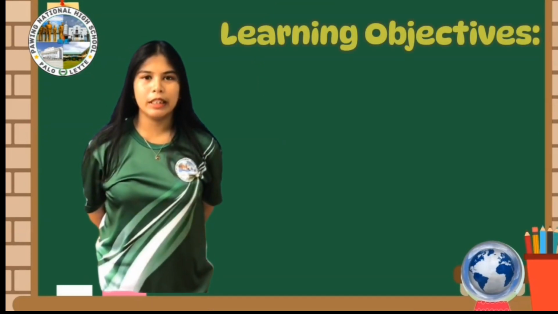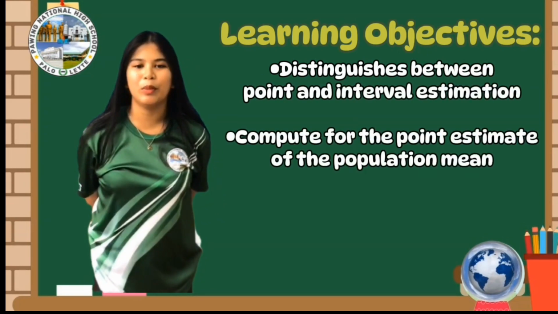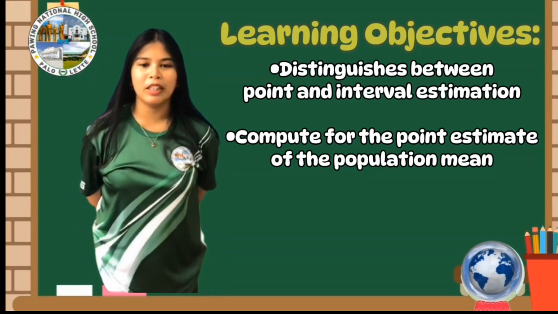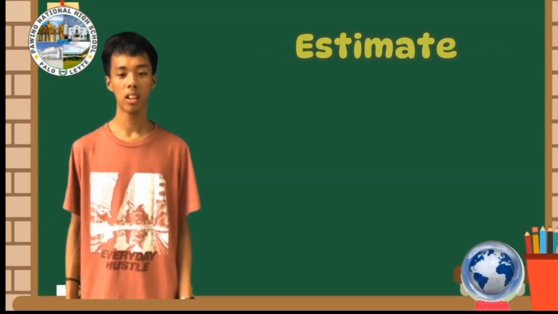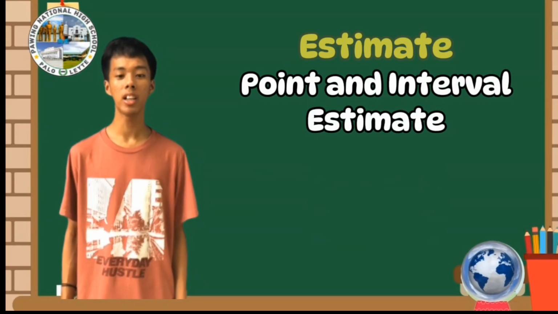The learning objectives of this lesson: we will distinguish between point and interval estimation and compute for the point estimate of the population mean. Diba, yung parameter describes the population, based sa lesson 8. So, ano yung basihan sa parameter? We will estimate. There are two types of estimate: point and interval estimate.